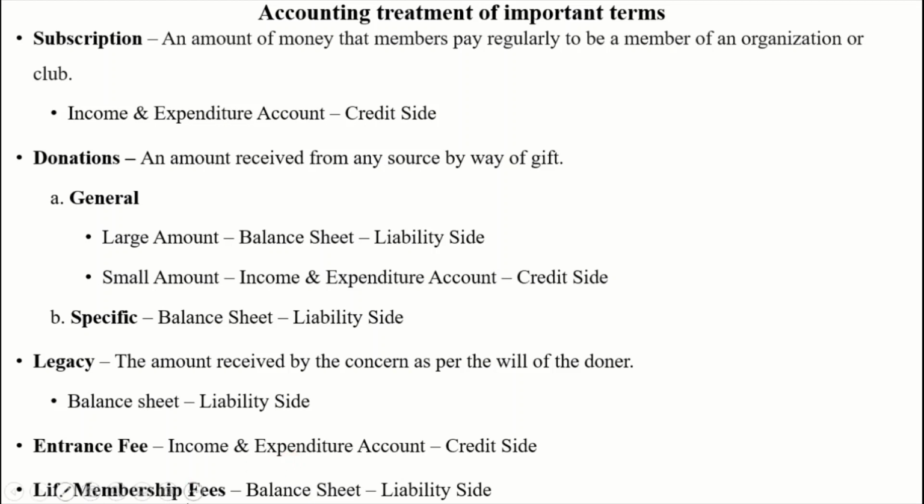Life membership fee. Subscription is annual. If any member wants to take life membership, we treat it as a liability and record it on the liability side of the balance sheet. We treat this as a capital receipt. That's why we record it on the liability side of the balance sheet.